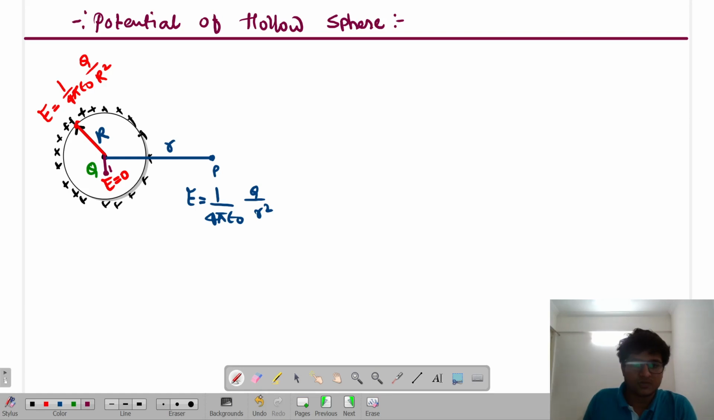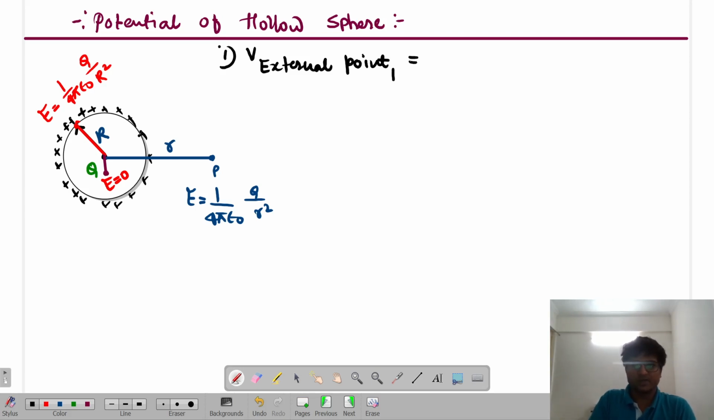Okay. So look over here. Basically, we will utilize this term only to find the potential. See, for an external point, if I want to find the potential, it's very simple. First point, look over here, which is located at point P. Means I'm trying to find the potential at point P. Are you able to get me or not?